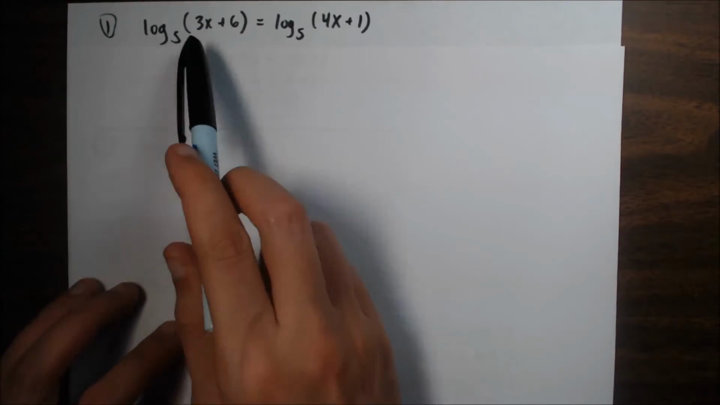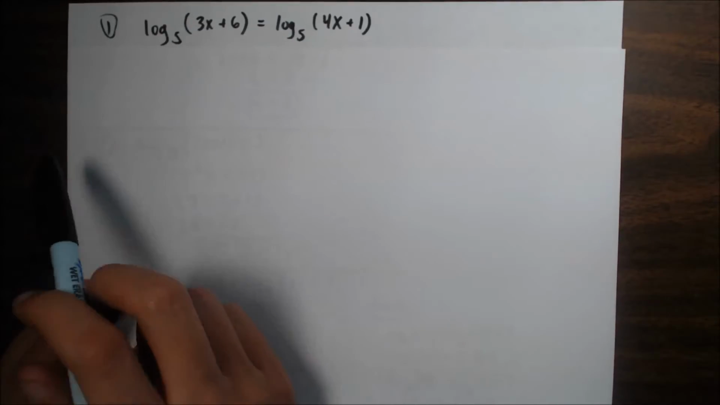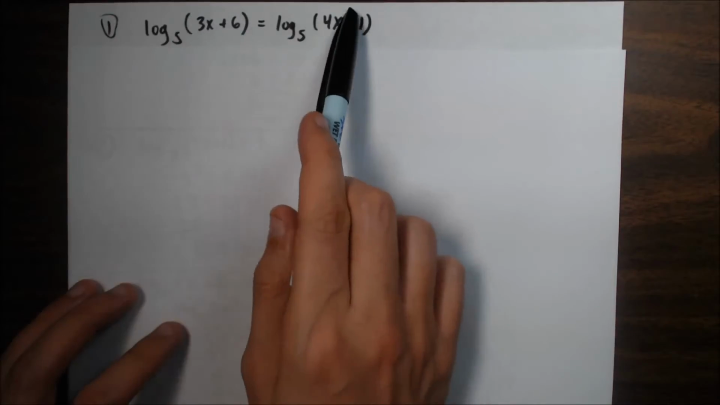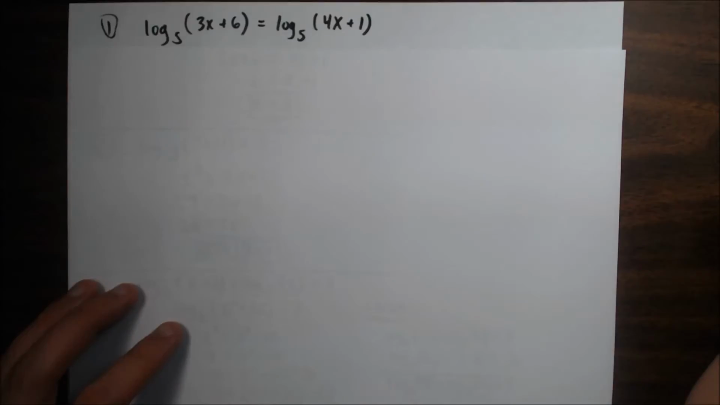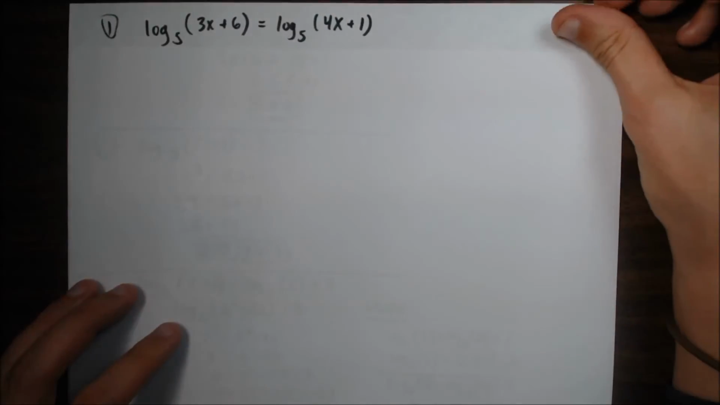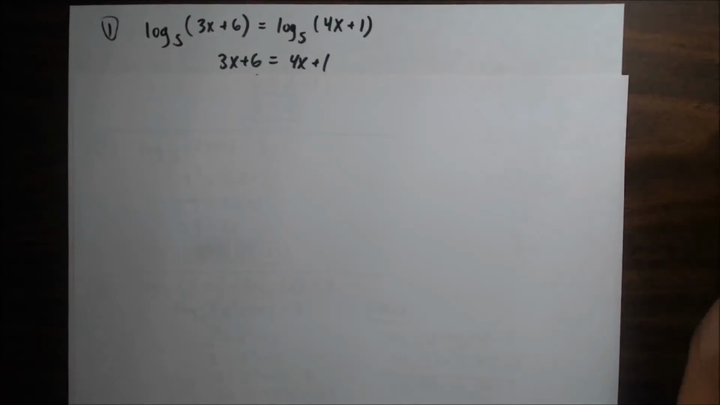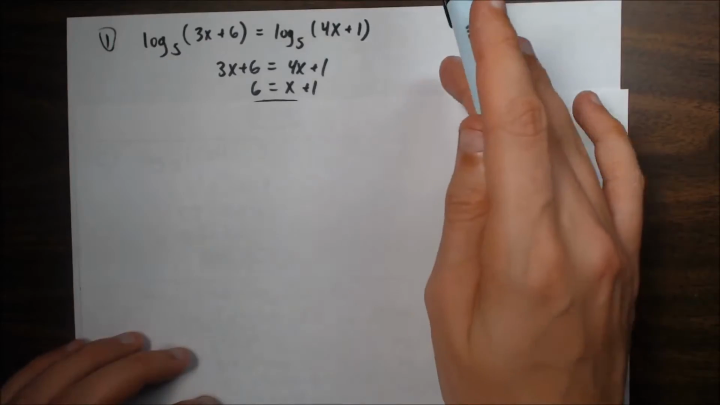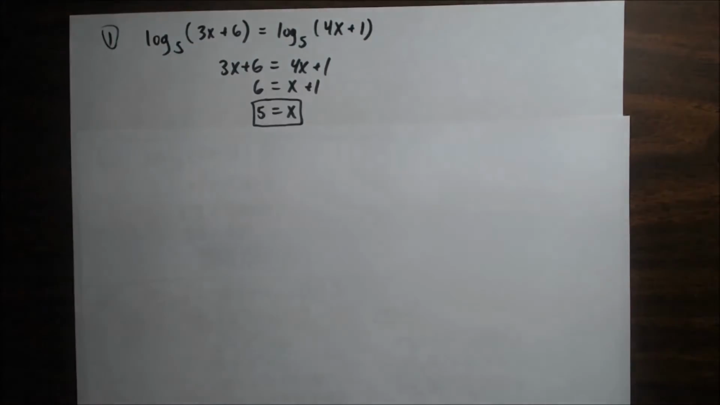So here you've got a logarithm on both sides with a common base. Anytime this happens, the only way these can be equal to each other is if what's on the inside of the logarithm is also equal, which means we can really disregard the outside completely and just set the insides equal to each other, which really gives you a simple linear equation. I can subtract 3x from both sides, subtract the 1 from both sides, and get x equals 5.